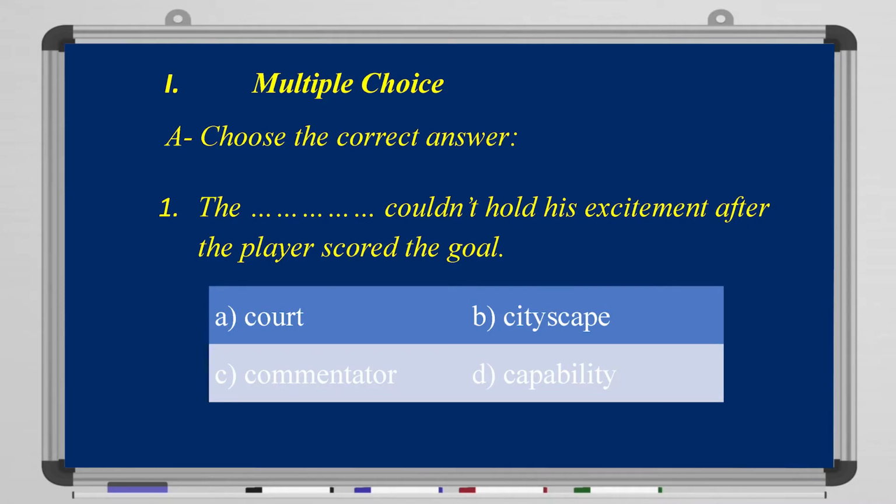A few words. So, number 1, the blank couldn't hold his excitement after the player scored the goal. The key word here is player. What did he do? He scored the goal. Who comments after a player scored the goal? Is it the court? Of course not. It's a building. It doesn't talk. Is it a cityscape? No. It's the city. Then who is it? It's the commentator. Very good. Excellent. Let's look at question number 2.